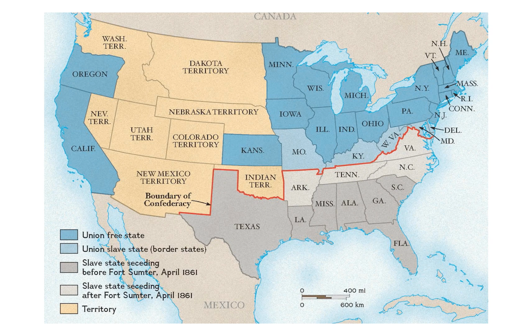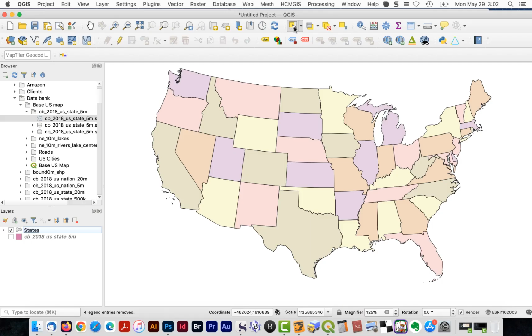Some maps show groups of states in the same color. For example, maps of the American Civil War often show Union and Confederate states like this. Adding a shapeburst around a group of states can help set them off from the rest of the map. This is pretty easy to do in QGIS. Here are the steps. We'll create a simple version of a U.S. Civil War map.